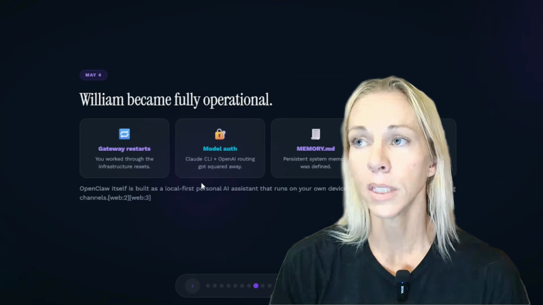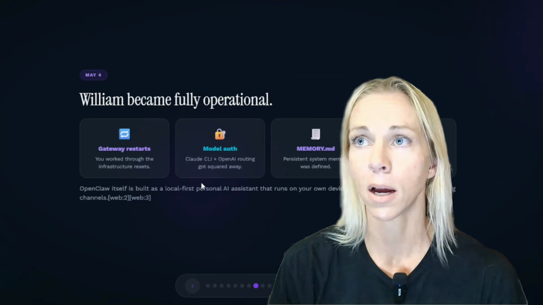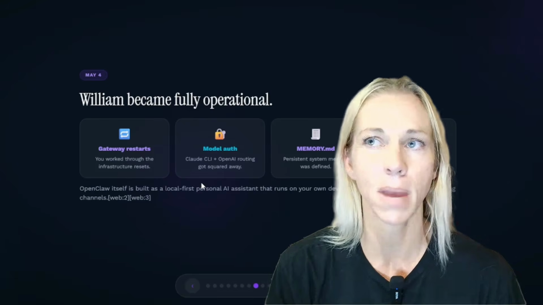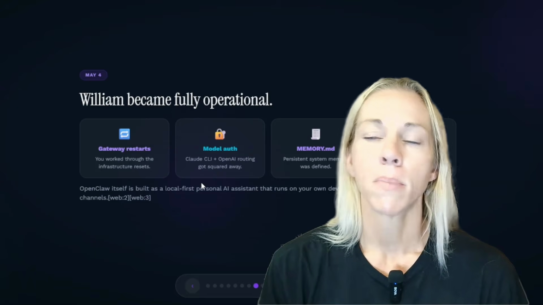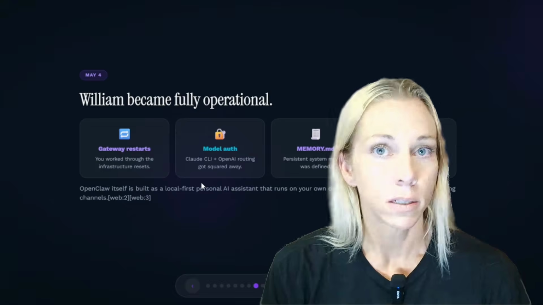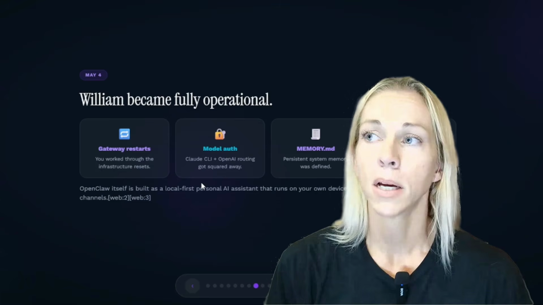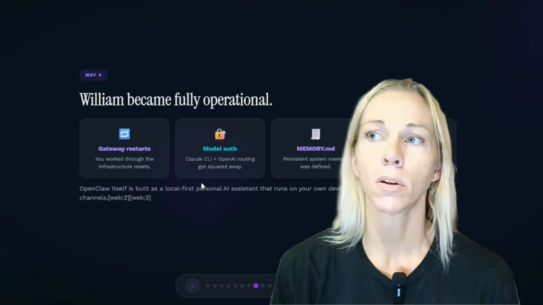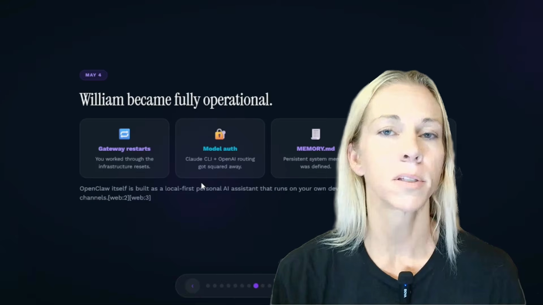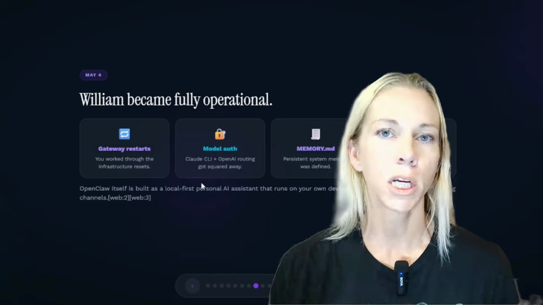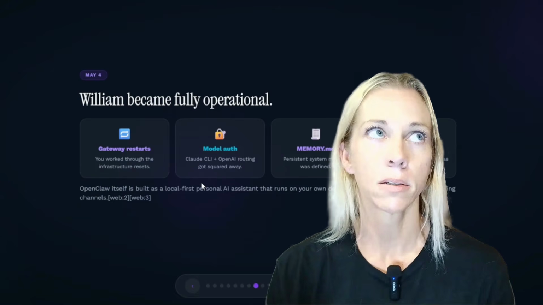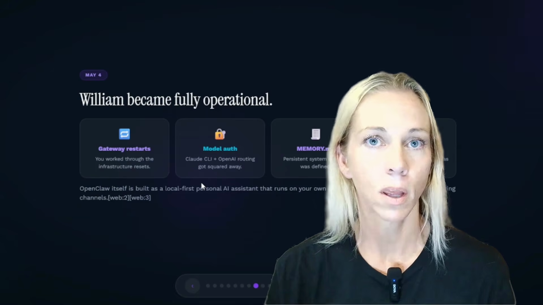That was one of the issues around that time. I think it was like May 3rd when I really got my memory system defined and down. Because what happens when you get all your model authorizations in place is now you're talking to a genius that has the memory of a 2-year-old.